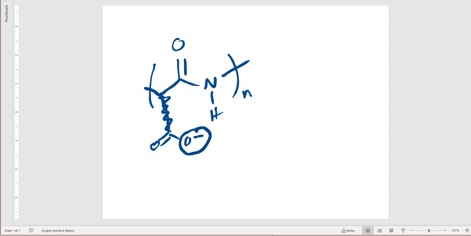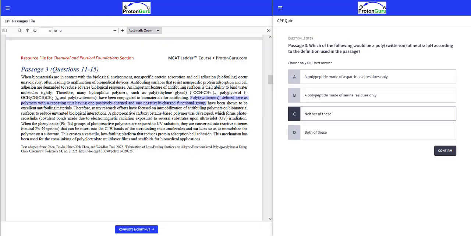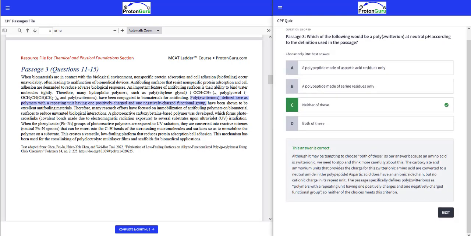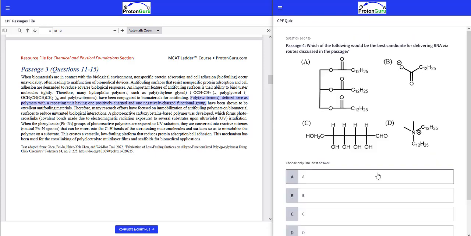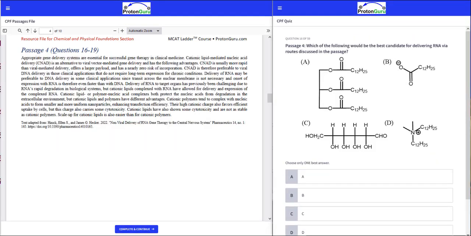So that would be possible to have a charge down the backbone, but it doesn't have both a plus charge and a minus charge down the backbone in the primary structure. So neither of those potential choices is actually a polyzwitterion according to the definition in the passage. We jump back up here, put down our whiteboard, and plug in that neither of those is the correct answer. So now on to passage 4.